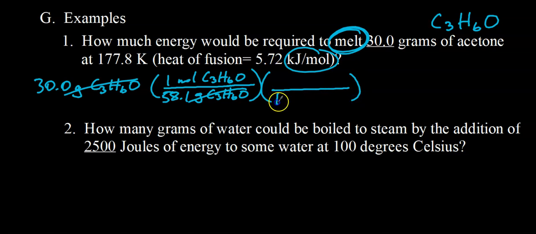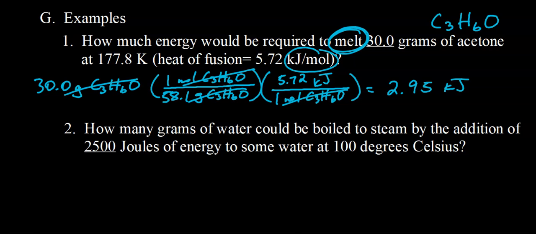So we have moles. We need moles to cancel. So 1 mole of acetone goes on the bottom. For every 1 mole of acetone, how much energy is required to melt it? That would be 5.72 kilojoules. And we should be good. Go ahead and pause the video and see what you get. So if you have 30 grams of acetone that's already at its melting point or freezing point, it's going to take 2.95 kilojoules of energy to completely melt that solid and turn it into a liquid.